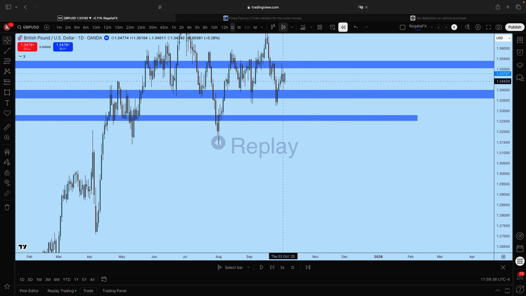So as the days go by, we're going to go ahead and fast forward to see what happens here. So you can see we tested this level.